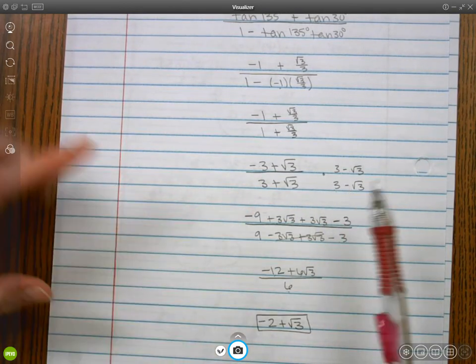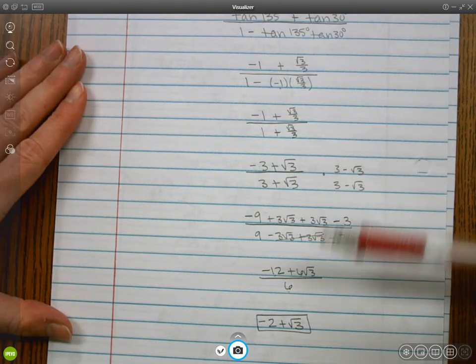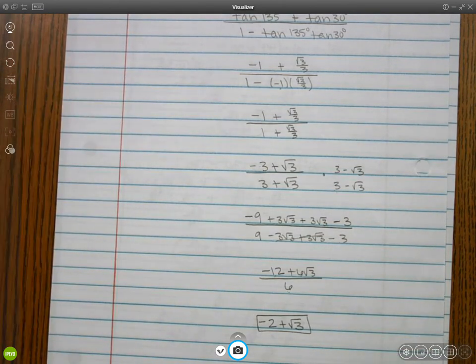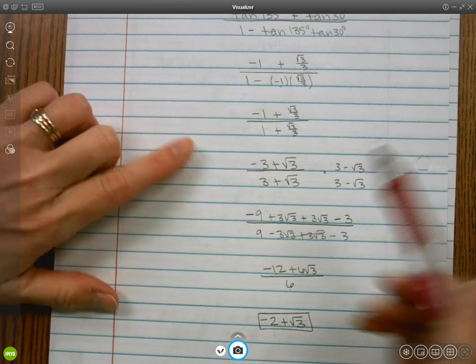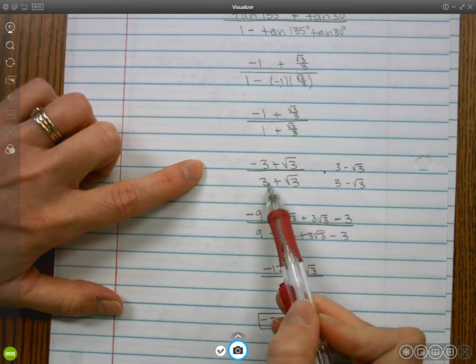Okay, but if you can get to here, you understand the trig. It's going from here to here, where sometimes we fall apart just based on the ability to do the algebra. So again, to go from here to here, all I did was distribute everything on top and then everything on bottom.